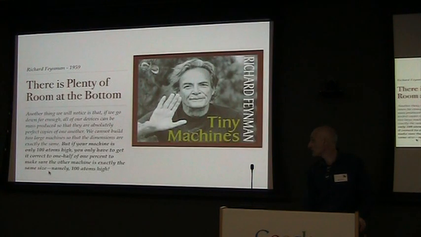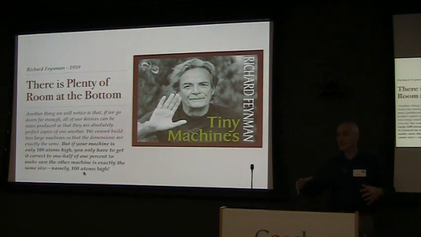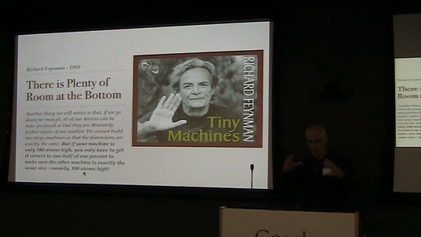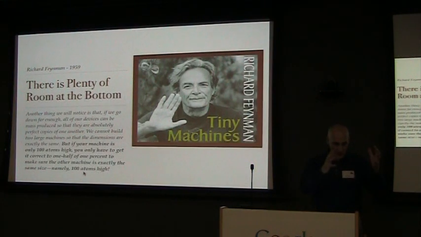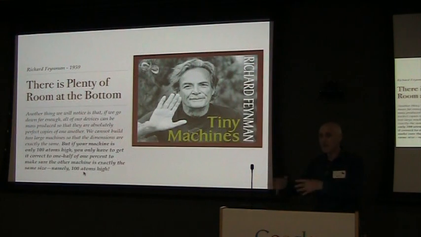And if you get it correct, then you could make other copies of that machine that would be exactly the same size, with exactly the same arrangement of atoms. Basically, the idea is to make atomically precise machines that are exactly the same and operate exactly the same way compared to each other.